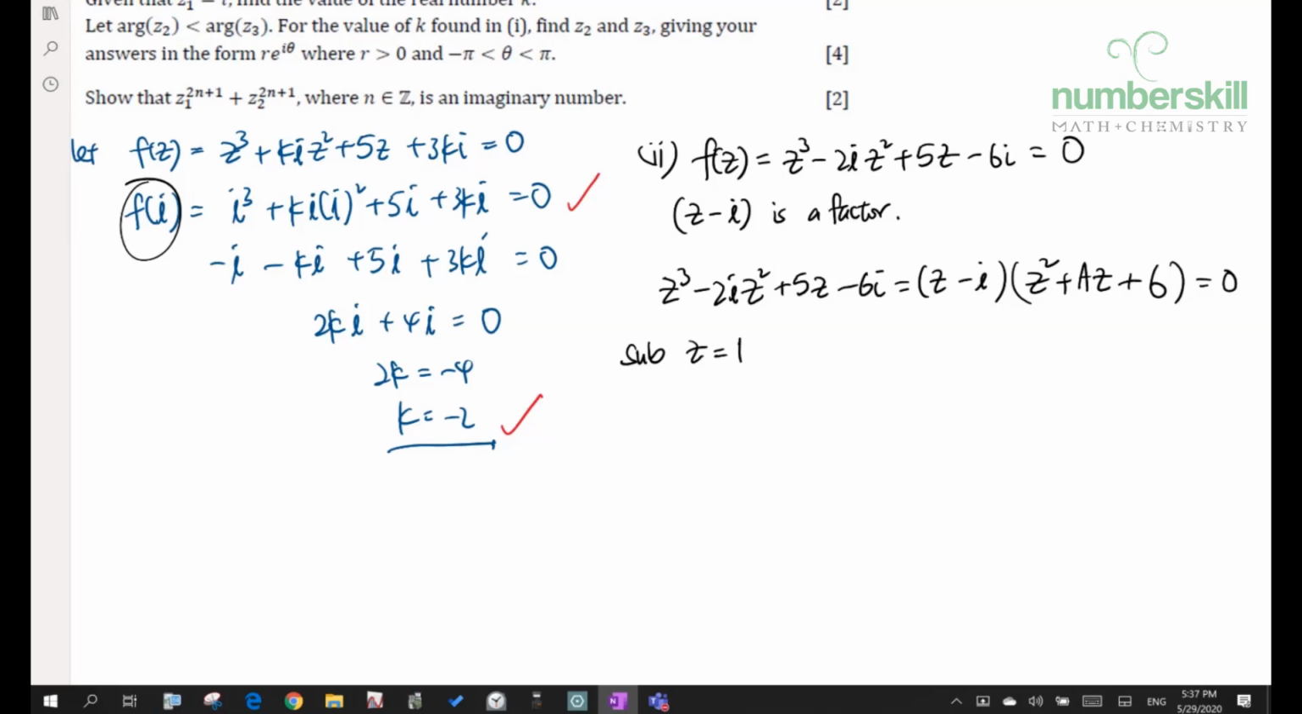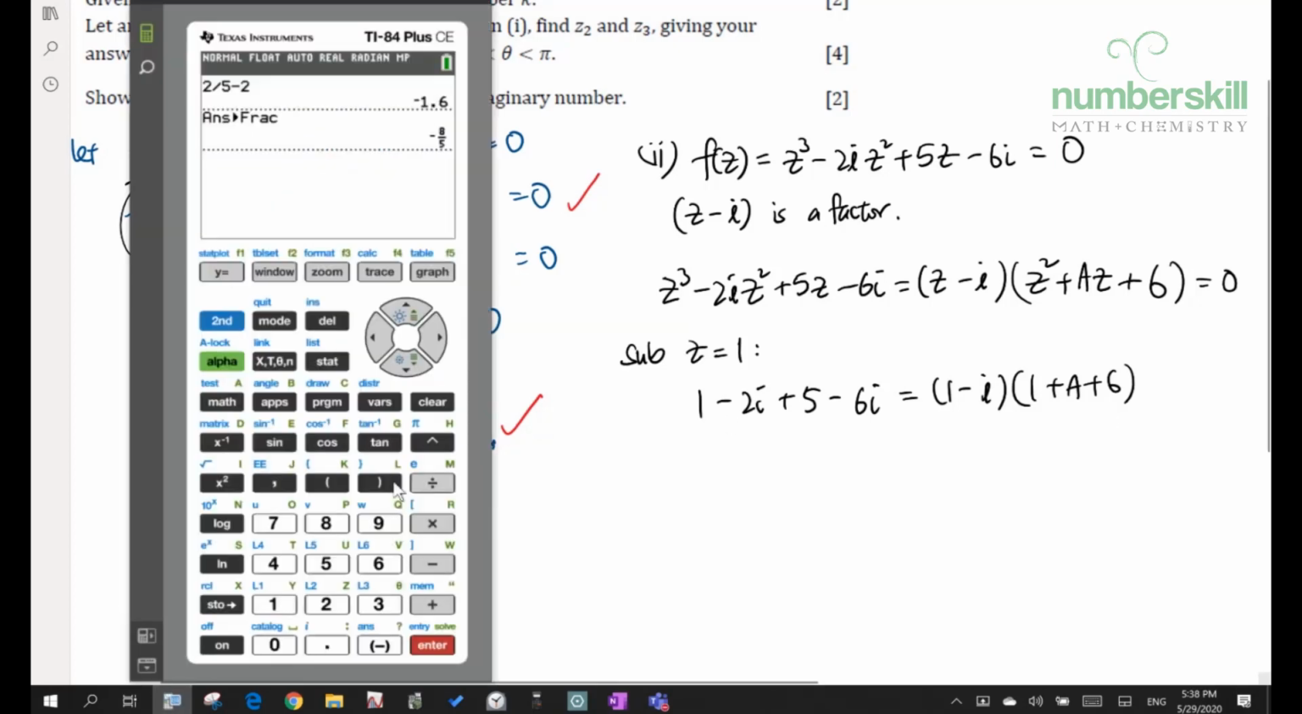So you're going to sub in z equal to 1. Of course, if you like the number 1 million, you can. It will work. So there you go. That's what I will get on my left. What I get on my right is going to be 1 minus i, and this is going to be 1 plus a plus 6. Find a. Oh, Mr. Ang, this is really hard. Chill, guys. Chill. Mr. Ang, I'd rather do long divide. Honestly, I still would not prefer long divide.